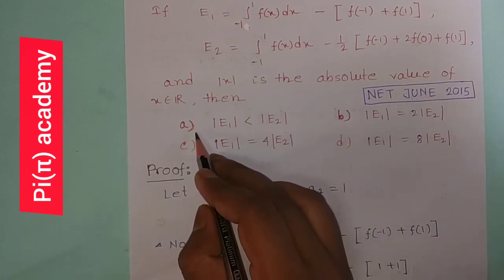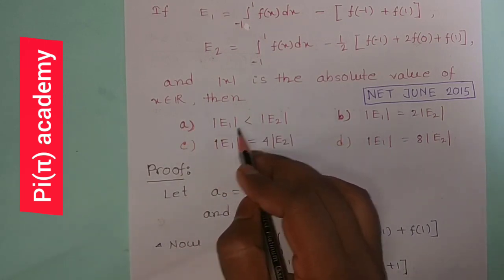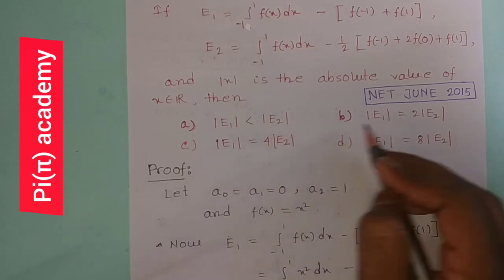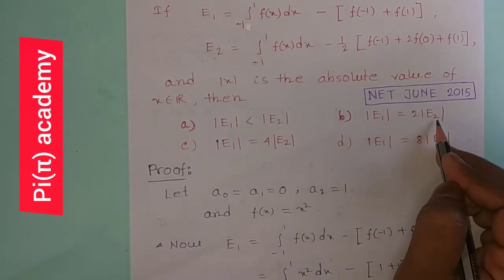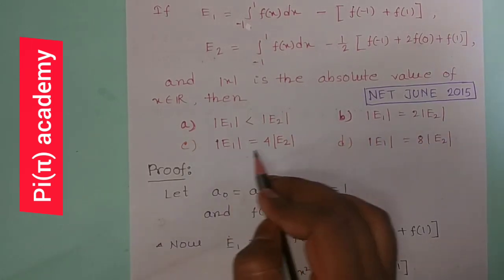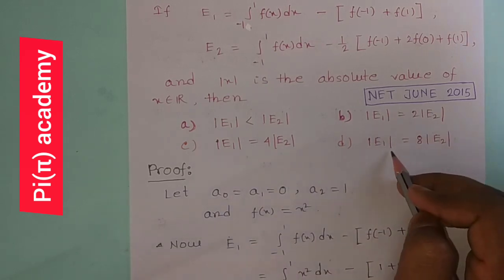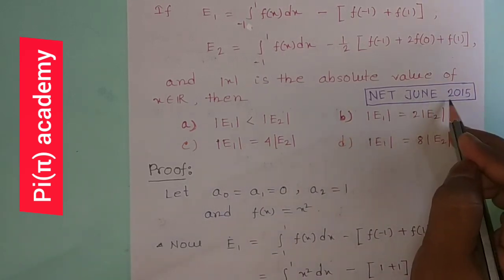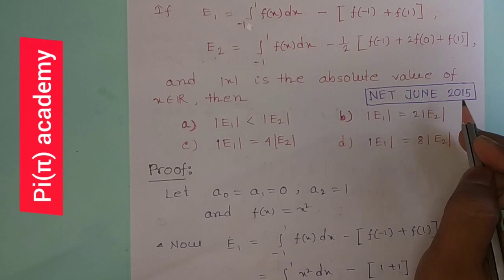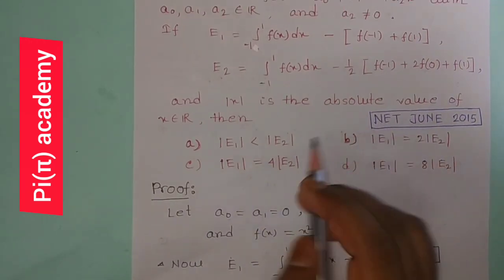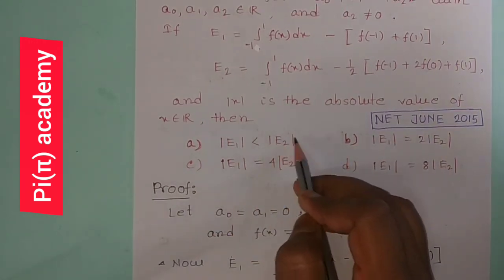That is the option A, mod e1 less than mod e2, or mod e1 equal to 2 into mod e2, or mod e1 equal to 4 into mod e2, or option number D, NET June 2015. So we have to find the value of e1 and e2.